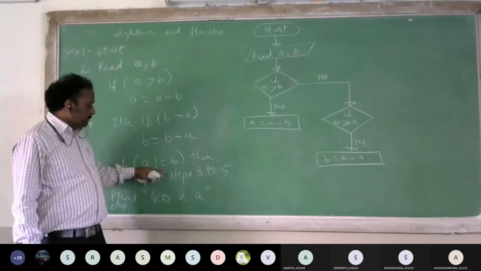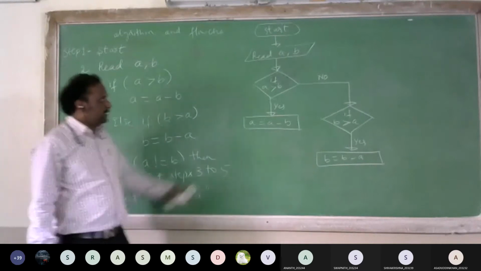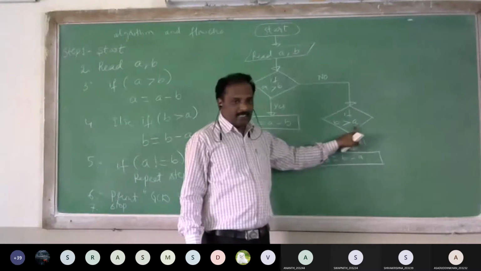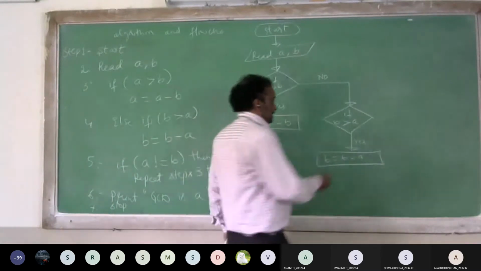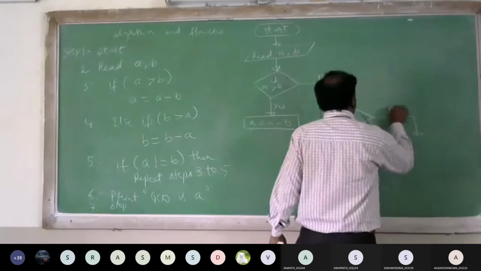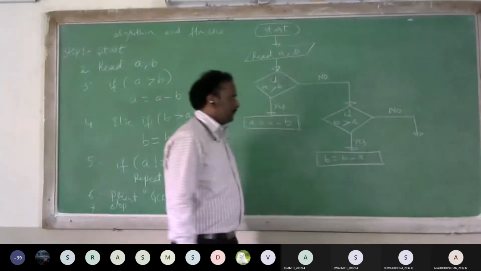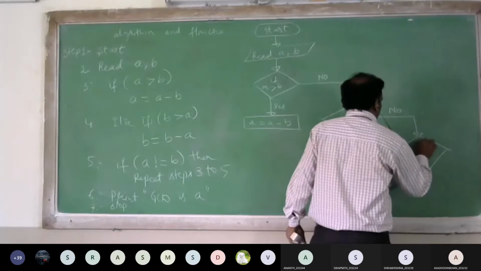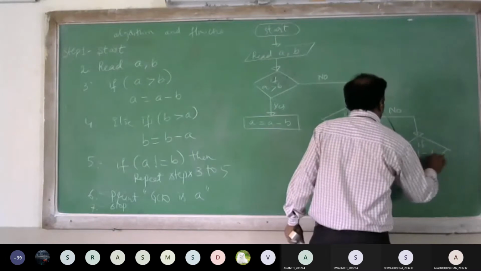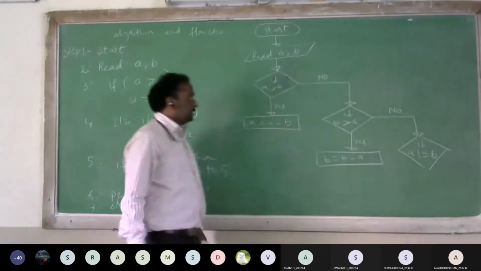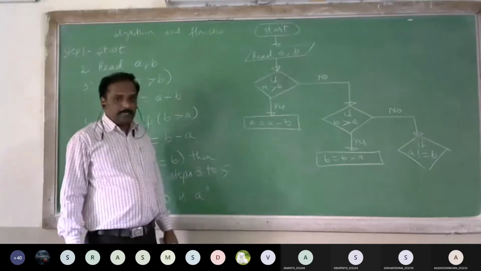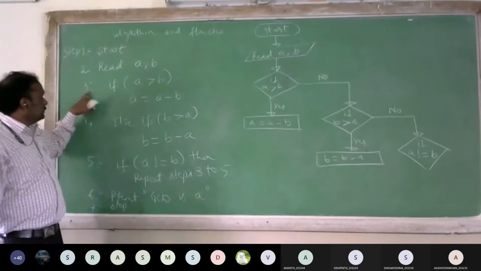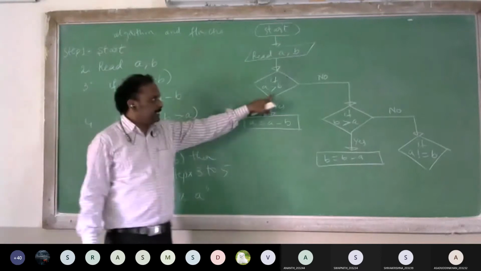Now, this one, A not equal to B. A is greater than B. B is greater than A. No. No means you are testing. If A not equal to B, then repeat step 3. Oh, where is step 3? Step 3 is here.